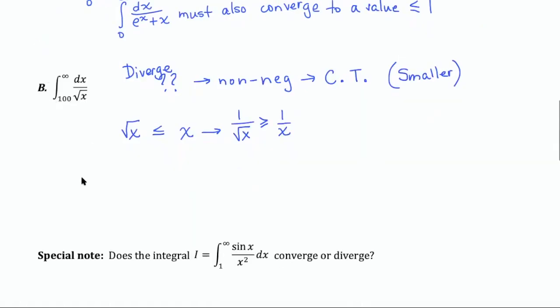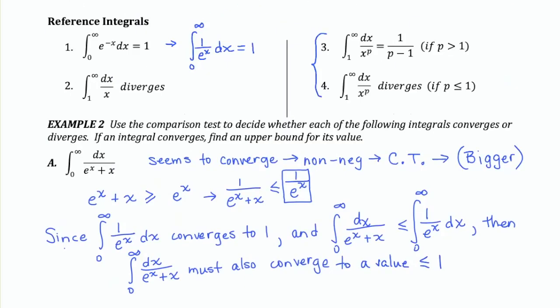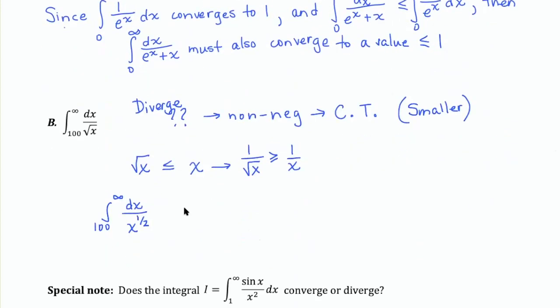Next, I'm going to work on these limits of integration. Bear in mind that the square root of x is really x to the 1/2 power. And when we think of powers of x in the denominator, you've got a nice reference integral. The p-value that we have is a fraction 1/2, which is less than or equal to 1. So I know the integral from 1 to infinity is going to diverge. How does that help?